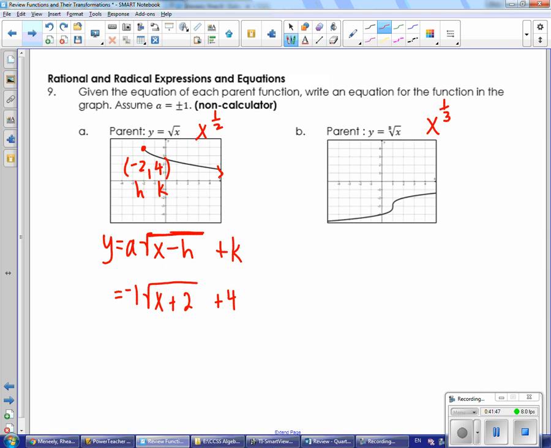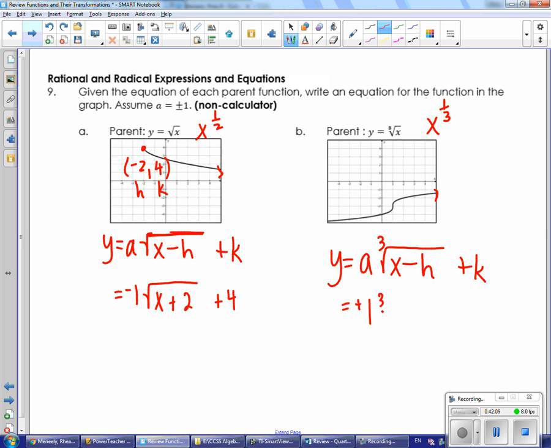When it comes to letter B, now we're looking at a cube root. And again, my value of a is either going to be positive 1 or negative 1. Since this graph is increasing, I know that my value of a is positive 1. So I'm looking at the transformed equation that's going to look like this. And so I can tell again that a is going to be a positive 1.